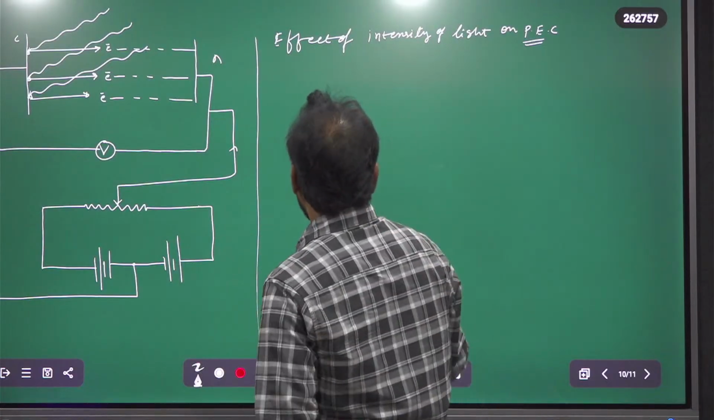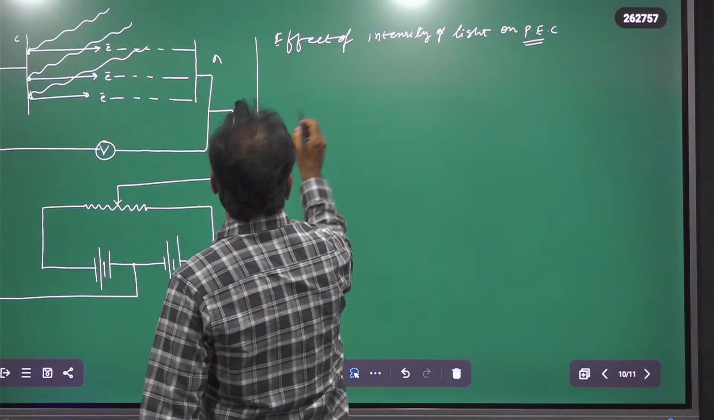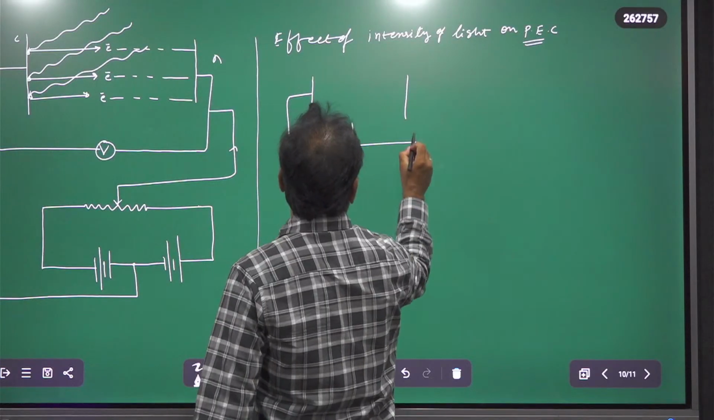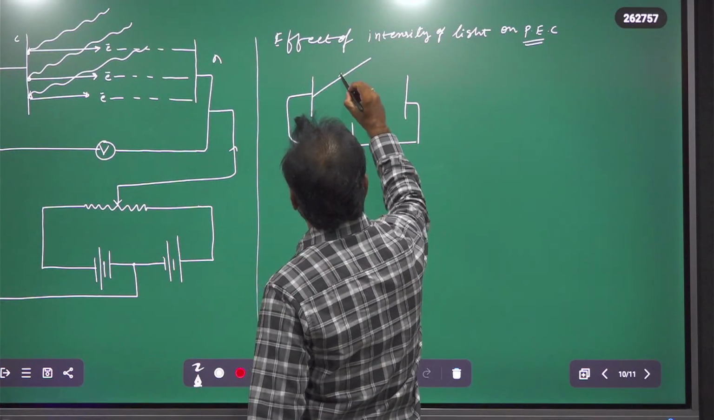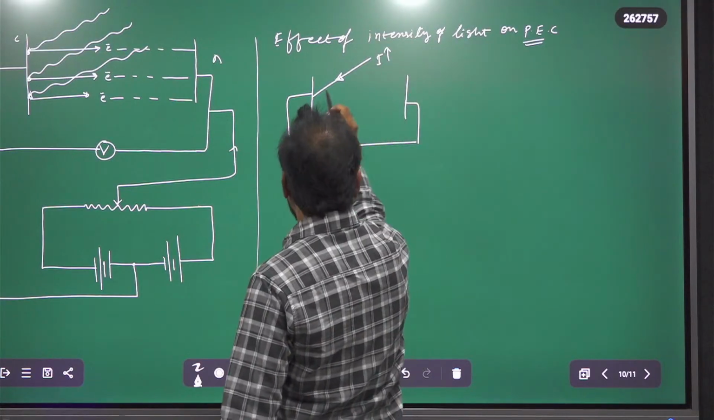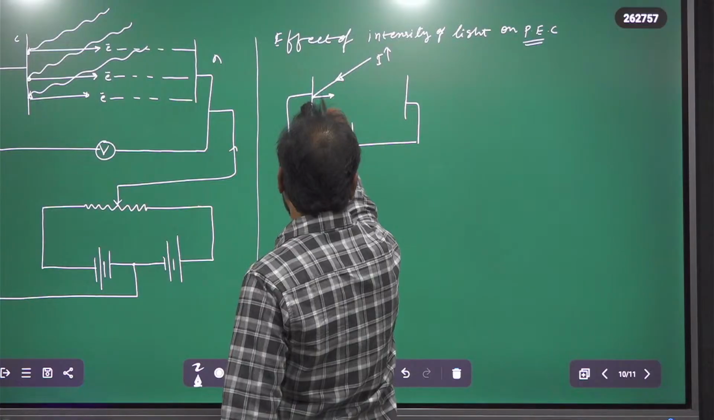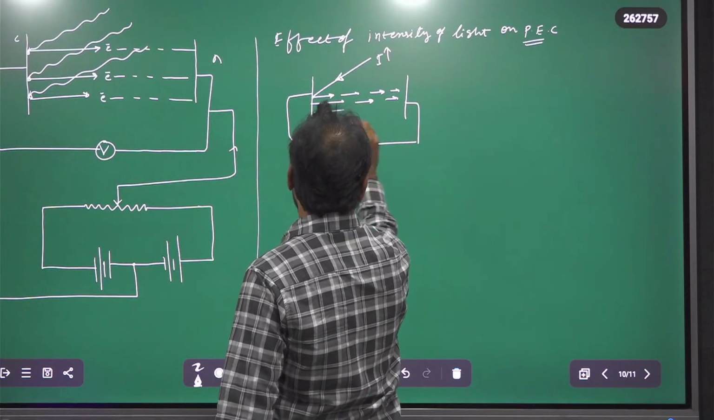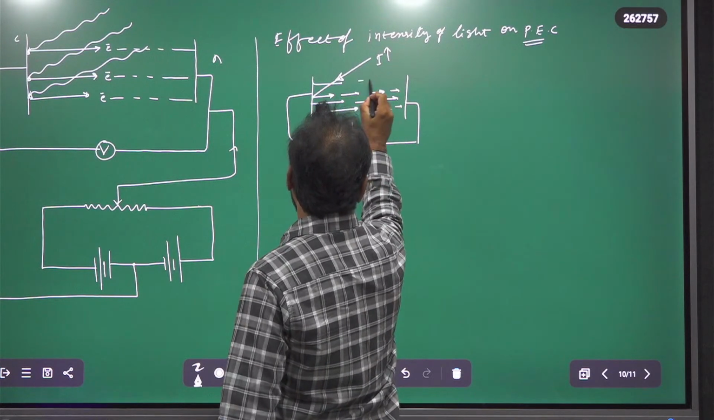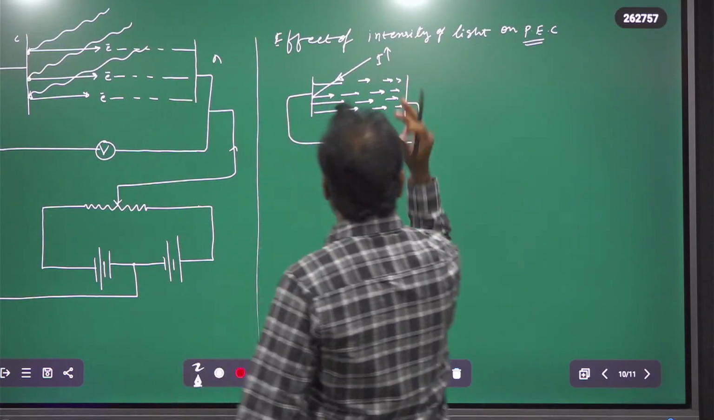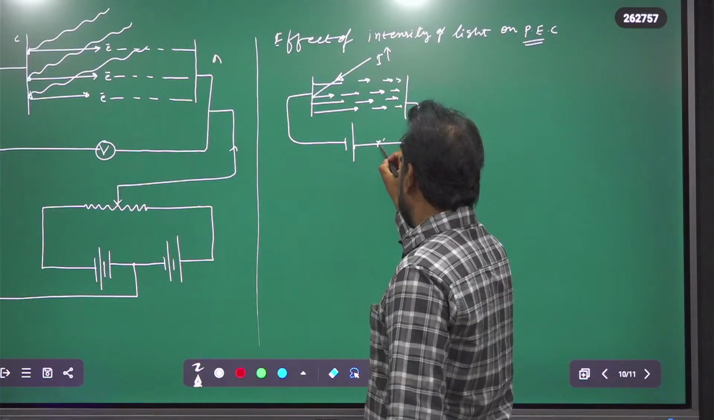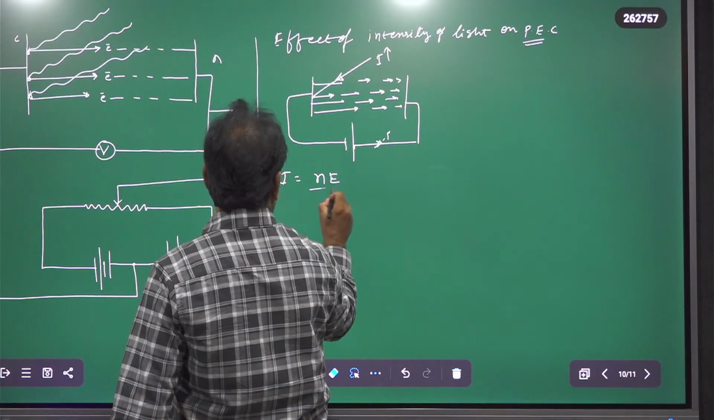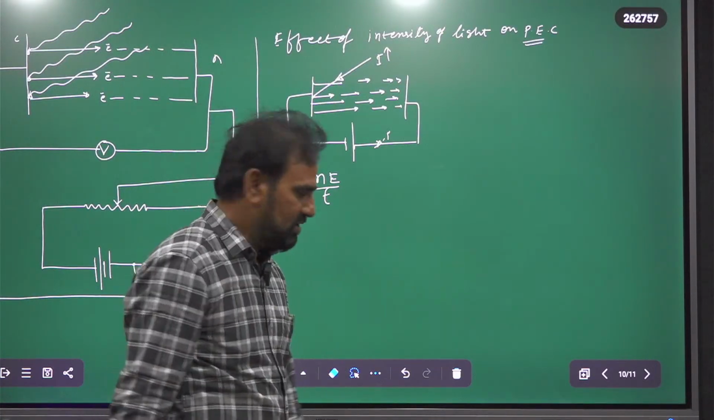Here, see, when the intensity of light radiation is increased, the emission of electrons also increases. When the emission of electrons is increased, the photoelectric current is also increased. How does the photoelectric current increase? I is equal to NE upon T, which is already known.